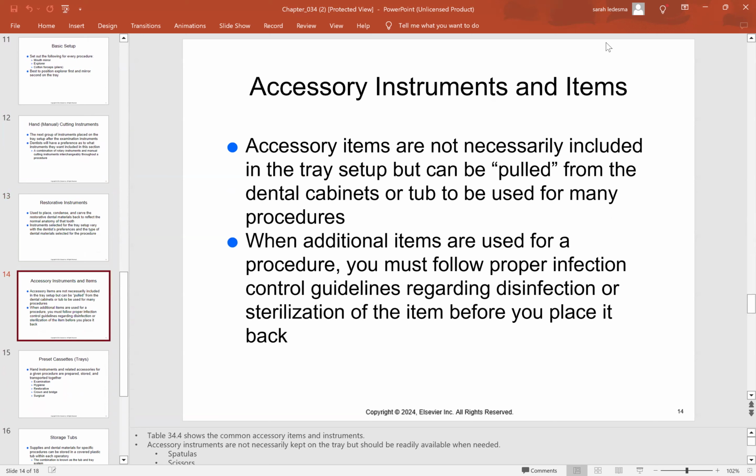Accessory instruments are not necessarily included in the tray setup, but we can pull these from dental cabinets or tubs to be used for many procedures. When additional items are used for a procedure, you must follow proper infection control guidelines regarding disinfection or sterilization of the item before you place it back.